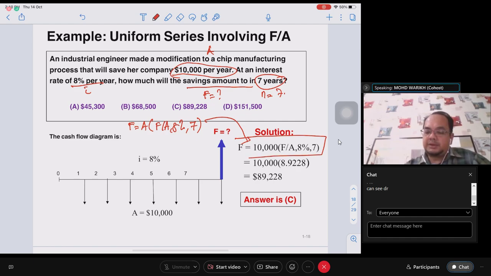From this column, go to the tables. You find the 8%, find the F/A column, and then the number of N is 7. So you should get this number.